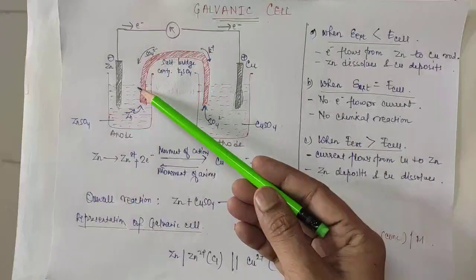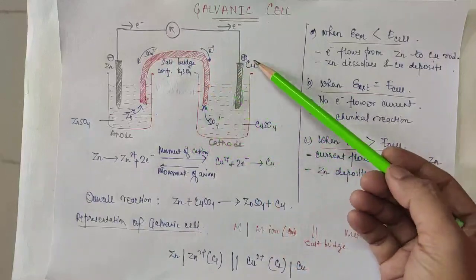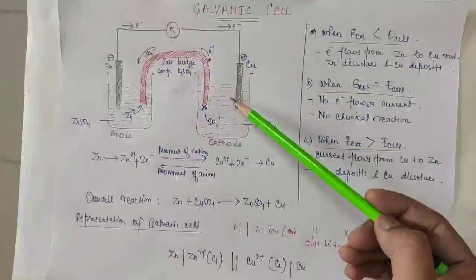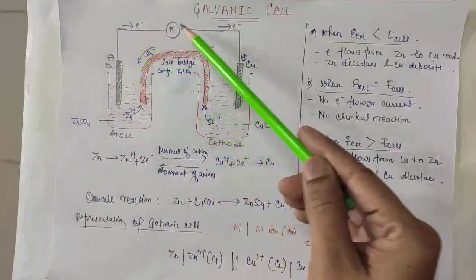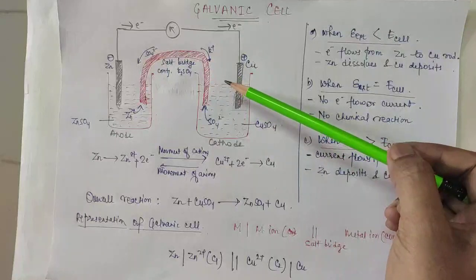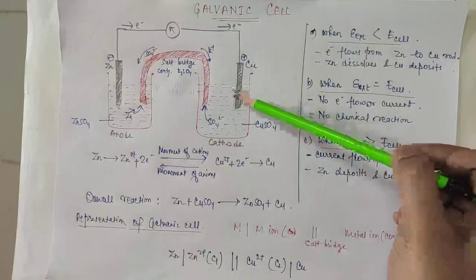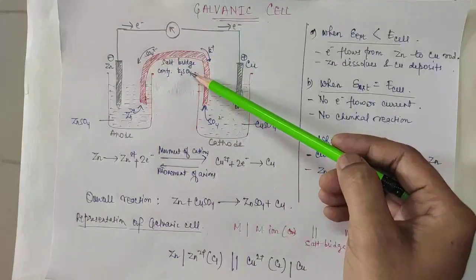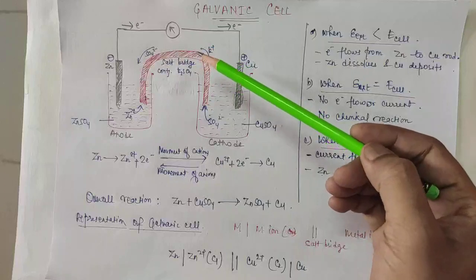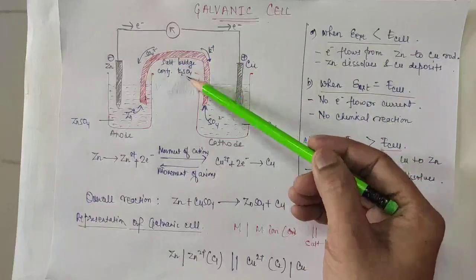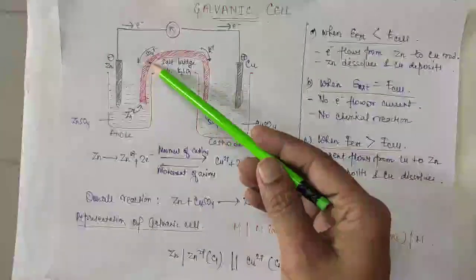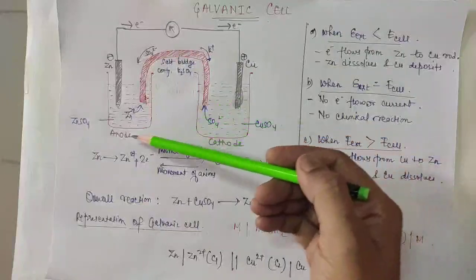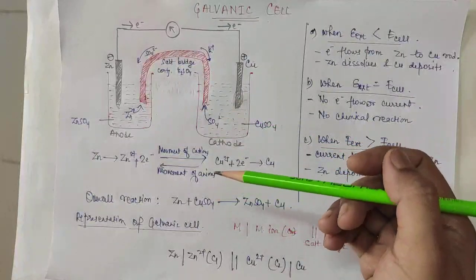Now, zinc rod is dipped in zinc sulfate solution and copper rod is dipped in copper sulfate solution. The two half cells are connected by a salt bridge and the wire outside completes the outer circuit. You also know about the salt bridge and its function. You have studied this in your previous class. Here we have taken potassium sulfate solution jellified in agar-agar in the salt bridge. Let us see some important features of this galvanic cell.